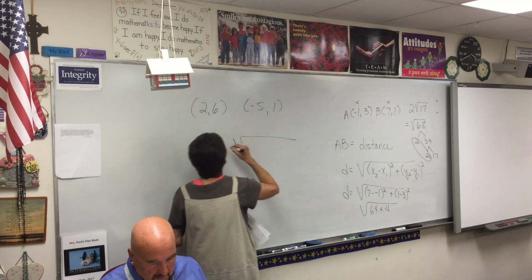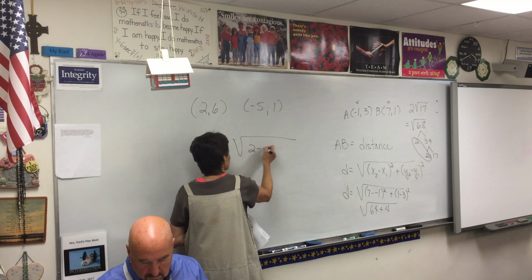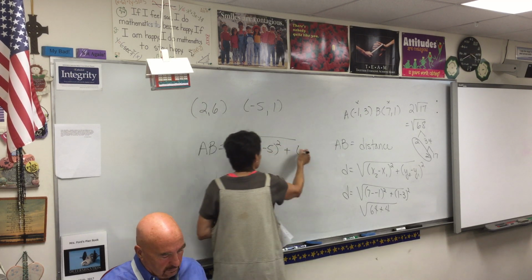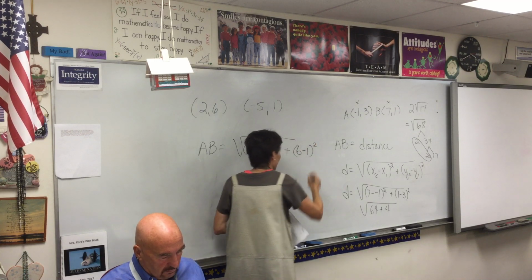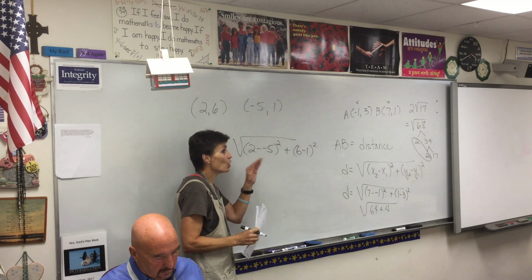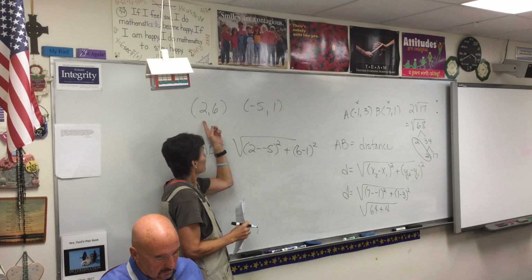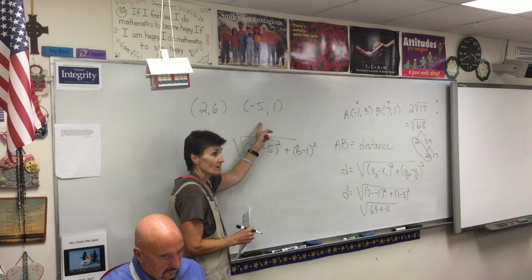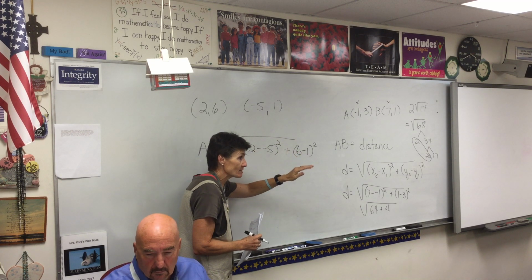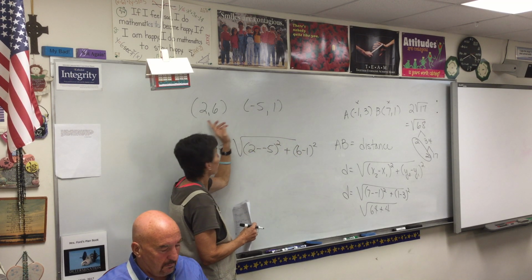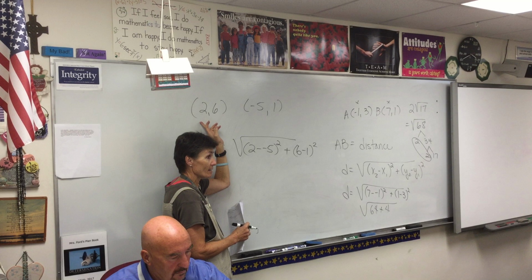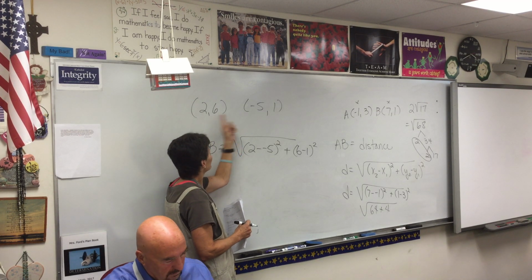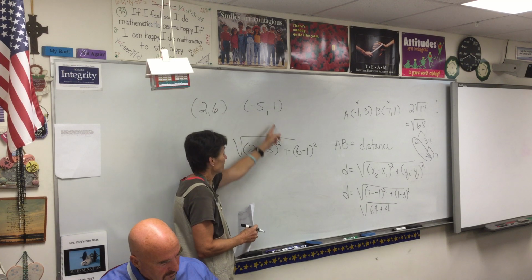Here's my radical. So I got 2 minus negative 5, I'm going to square that. And I got 6 minus 1, and I'm going to square that. Now, nobody's bothered by the order of my subtraction, right? It doesn't matter what order I subtract. If you would rather do negative 5 minus 2, that's okay. You're going to square it, so it doesn't matter. 2 minus negative 5, 6 minus 1.